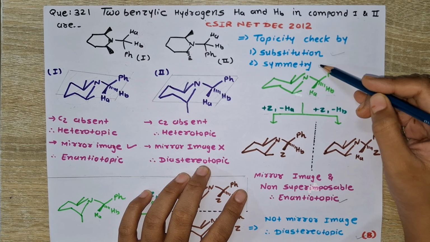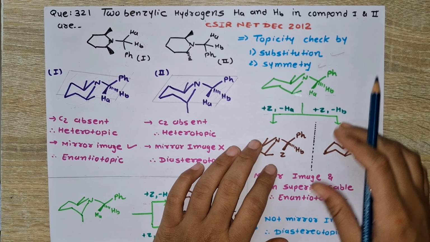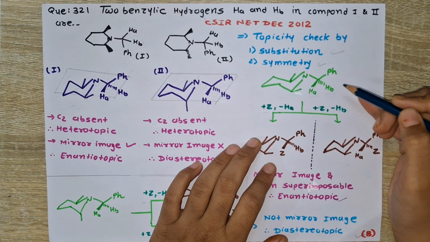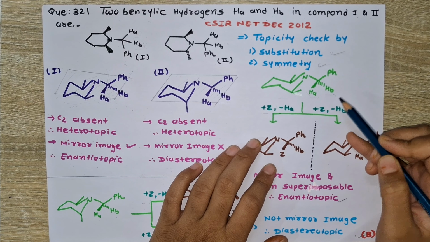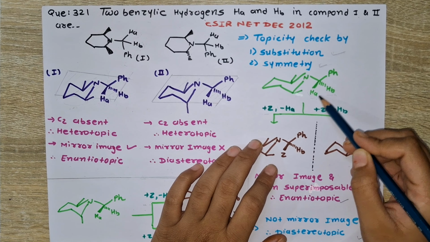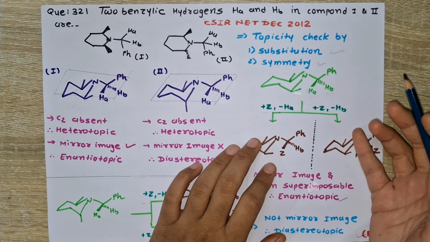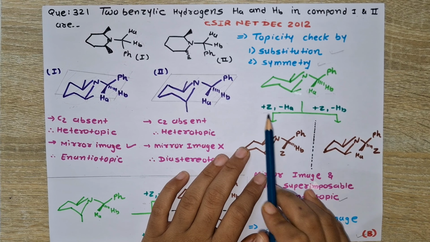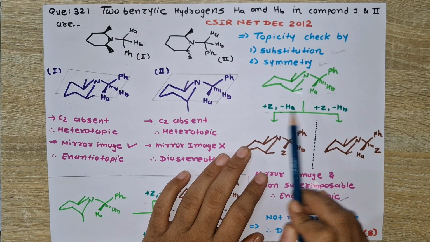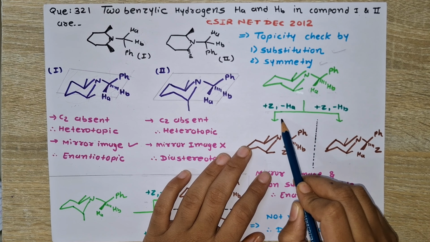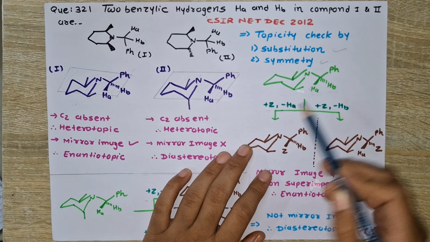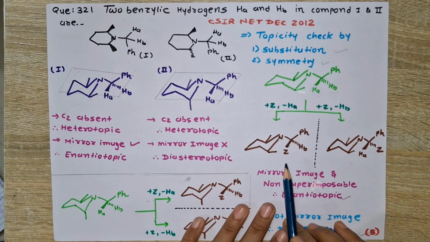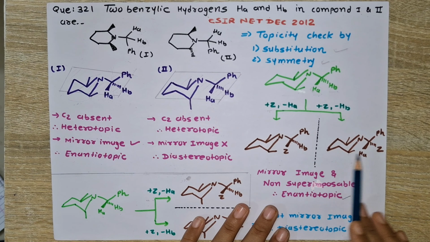Now our second method is the substitution method. In the substitution method, we have to replace Ha and Hb by a test group, a group which is not present in this molecule. So let's consider the test group Z. First we replace Ha by Z, and second we replace Hb by Z. So we get these two compounds.